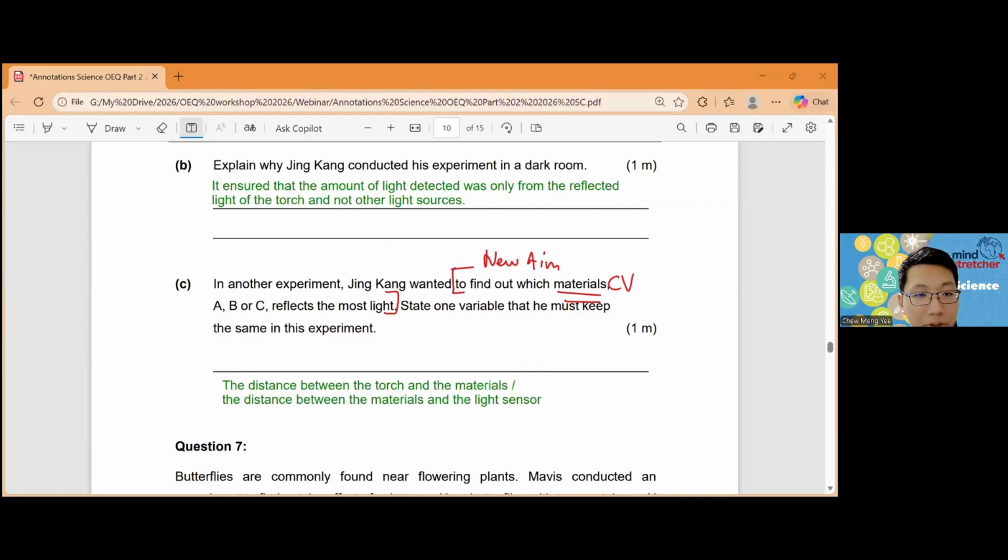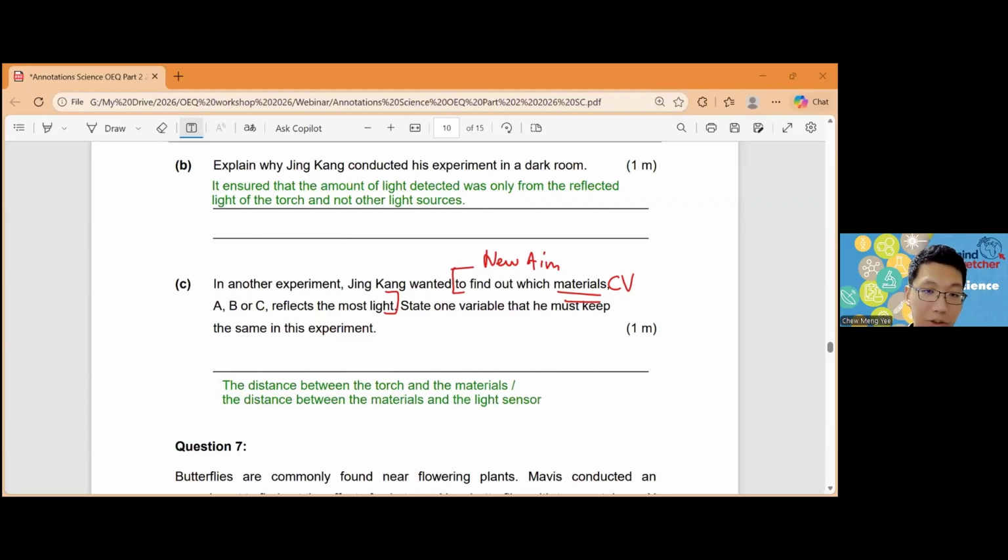When the object is near to the light source, the amount of light detected increases. Yes, Thomas, keep the light intensity constant. How do you do that? I'll actually be more specific on that. Maybe the distance is the one that affects the light intensity, or maybe the type of bulb, the type of torch. So how do you keep the light intensity constant?